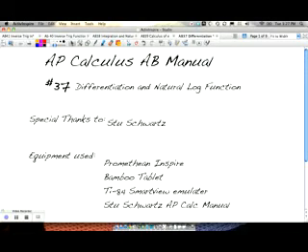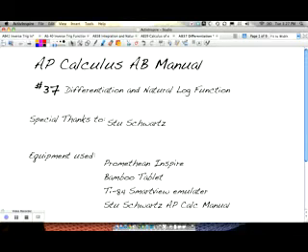Hey, welcome again, and we're going to be looking at this next section here. It's AP Calculus, AB Manual. This section is going to be differentiation and the natural log function. The natural log function, the thing that looks like this, natural log of x or u or whatever else you want to input for your variable.